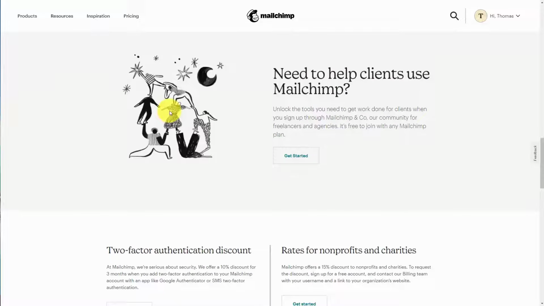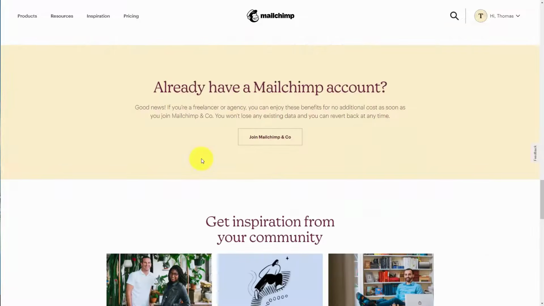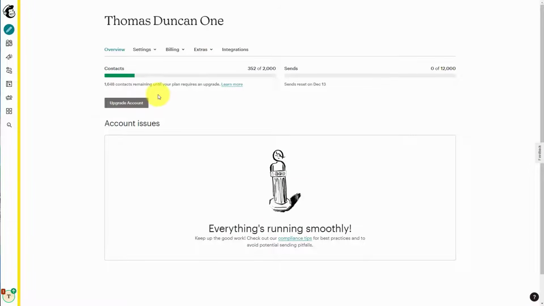The one factor to note is that if you are managing clients and those clients are using Mailchimp, you can act as an agency with a specific account within Mailchimp. And to do that, you will need to join a specific aspect of the site called Mailchimp and Company. Now currently, Mailchimp and Company exists at no additional cost to whichever plan you currently have with Mailchimp. Now the account, for the sake of this course and this video, starts at the free account where we're using a fraction of the available contacts available.